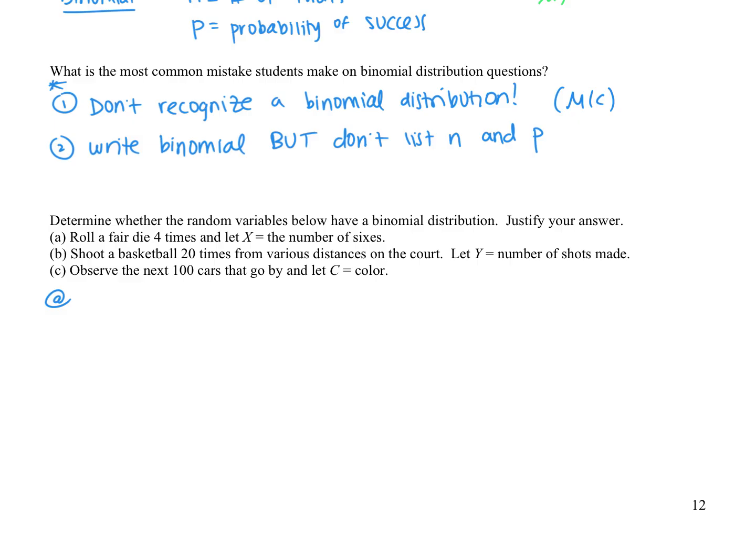Is this binary? Is there success and failure? What's our success? 6. Roll a 6. What's our failure? Not a 6. Does our probability of success stay the same? Yes. Right? Are our rolls independent? Yes. So A, we would say yes, that one is binomial.